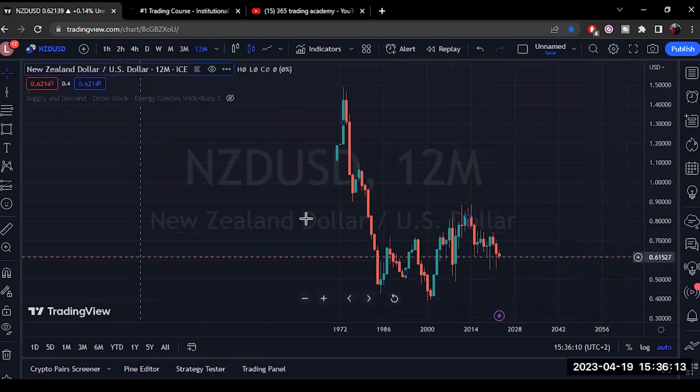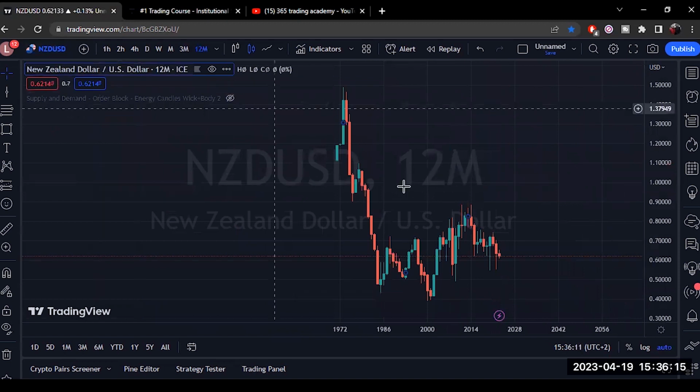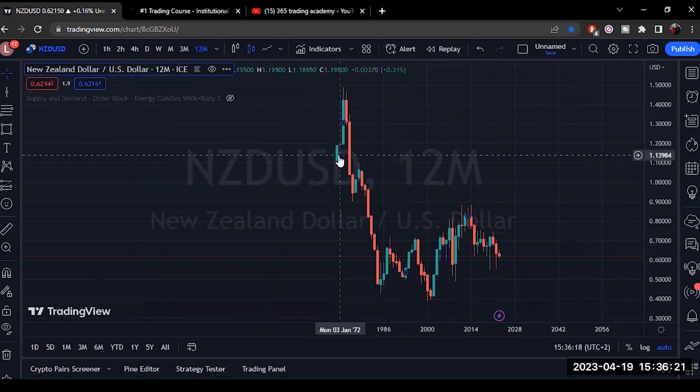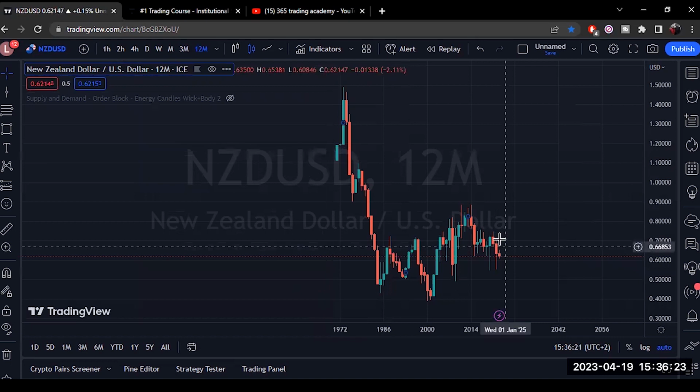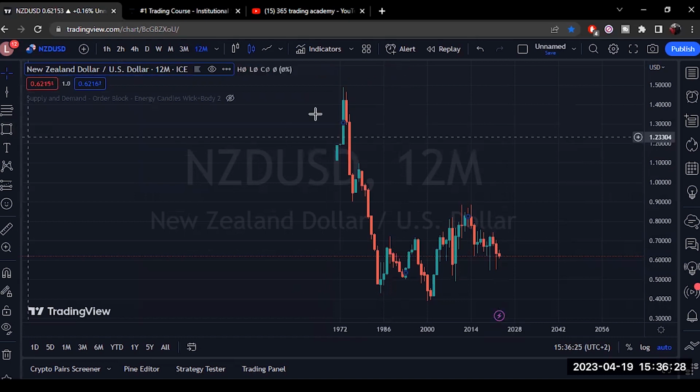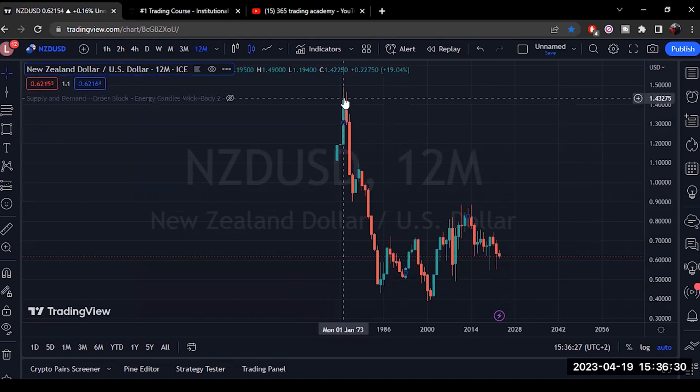This is NZDUSD on the 12-month time frame. That means one candlestick represents a year. The data in front of us reflects 1972 all the way to 2023. This is an obvious sell profile asset. It's been selling non-stop since 1974.